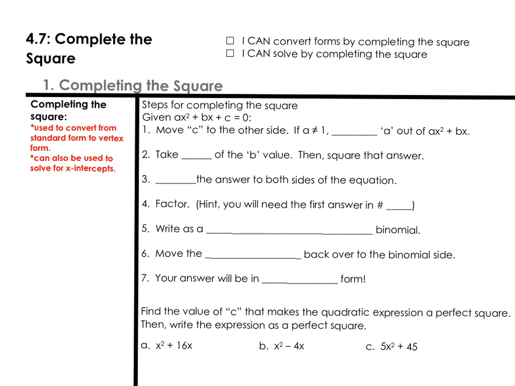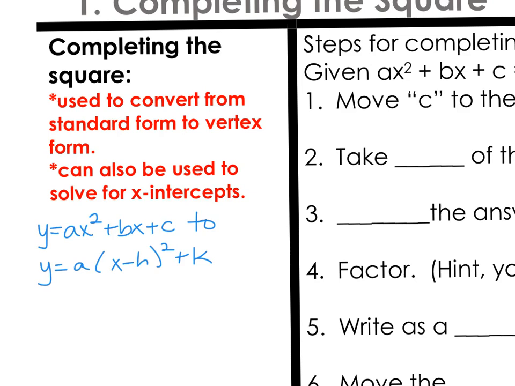Our next lesson in Chapter 4 is 4.7, Complete the Square. In this lesson, we'll take an equation for a quadratic function in standard form and use the complete the square method to convert to vertex form. The purpose of complete the square is simply to convert from one form to the other. You'll start with an equation for a quadratic function in standard form and we'll convert it to vertex form.